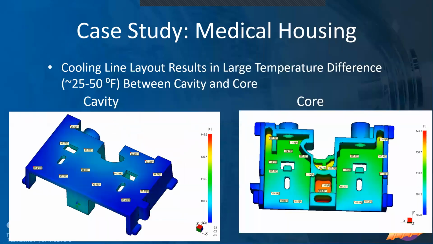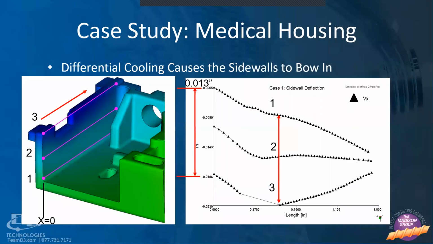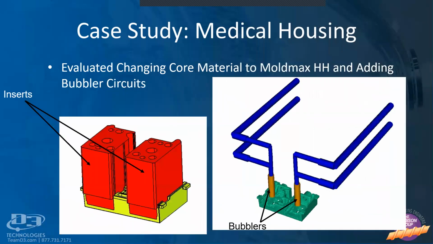So when we run the simulation, we can look and see that we have relatively cool temperatures on the cavity side, but much more cooling variation for our part on the core side. So much less uniform cooling on this part, which is going to lead to our part warpage. And so when we saw this, we got our part warpage at about 13 thousandths of an inch on each sidewall. That matched very well with reality.